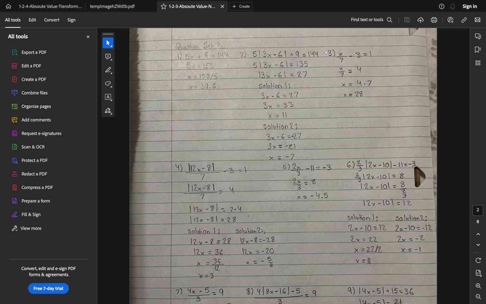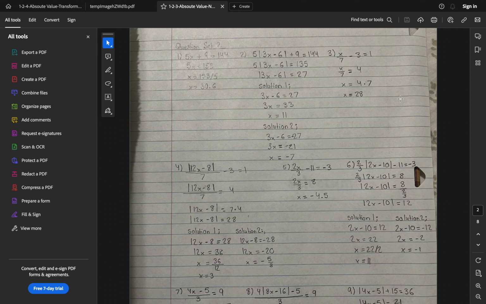And now we complete the two solutions, right? So we have 3x minus 6 is equivalent to 27, and we have the other side where it's equivalent to negative 27. And now we isolate for x on both. So on the first one, it becomes 3x is equal to 33, and x is equal to 11. The second one becomes 3x is equal to negative 21, and x is equal to negative 7. And that's after rearranging.